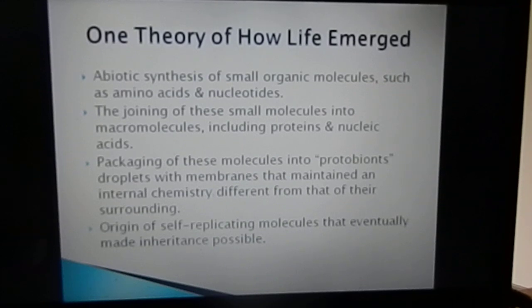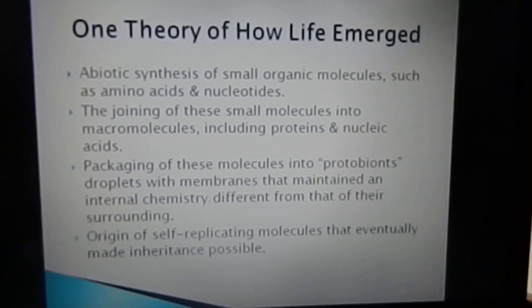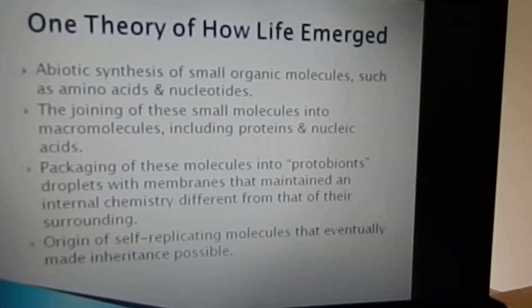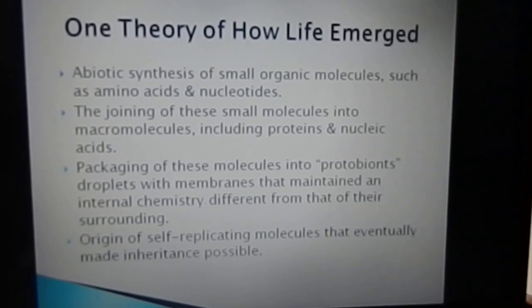One theory of how life emerged. First let me talk about this. So you have all these amino acids and stuff like that, sugars, everything, kind of floating around space, I guess you could say. Now here's one theory of how life emerged on Earth. You started off with the abiotic synthesis of small organic molecules, such as amino acids and nucleotides. We know what amino acids are. And you have the joining of these molecules into macromolecules, including proteins and nucleic acids.